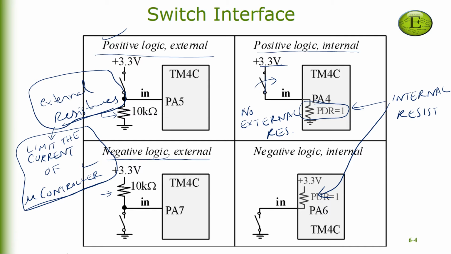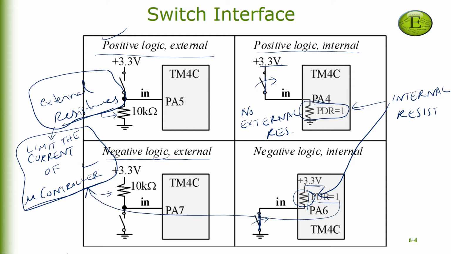In case of negative logic, again, we are going to activate the internal resistance by setting the bits of certain registers, the port configuration registers. So in this case, the current flowing through the 3.3 volt power supply will be limited by this internal resistance. Once the switch is turned on, the switch is essentially short circuiting the port pin to the ground, so this resistance is going to limit the current.